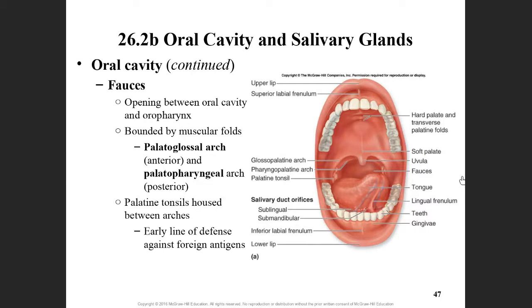The next structure is the tongue. Here you can see the tongue. The tongue has two surfaces. One surface is called posterior surface, and one surface is called inferior surface.